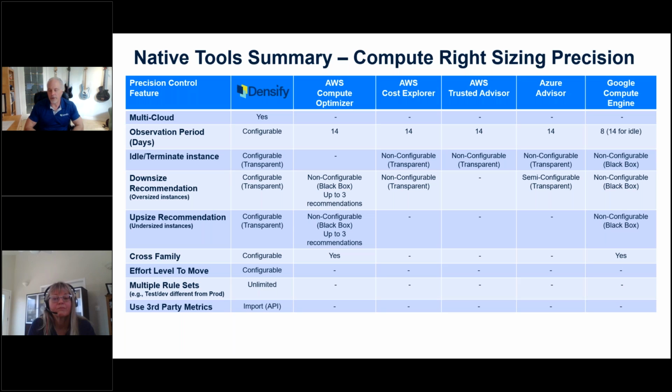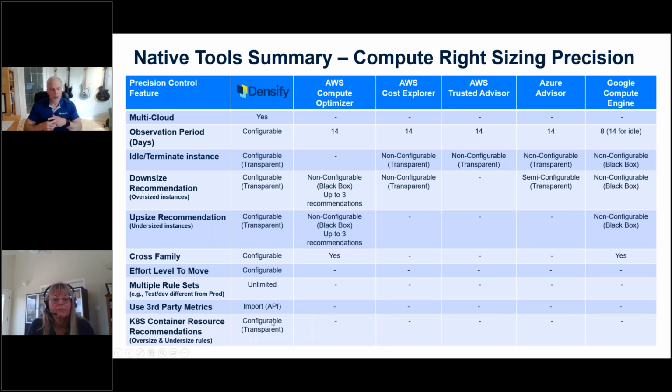The ability to leverage additional metrics, something like a Datadog or a Splunk or whatever tool you might be using that's capturing additional metrics. Can you import those metrics? Can you use them as part of your decision criteria? The answer is with Densify, yes, and we see these monitoring tools quite often turned on for things like memory statistics. They're available, so that can be very important for enterprise types of decisions. A free tool is not going to help you there.